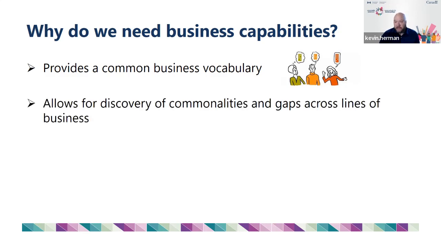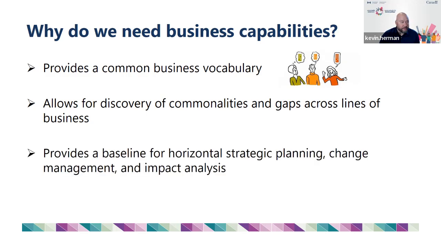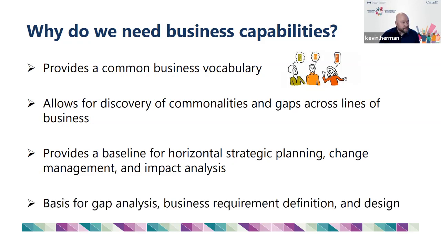It also allows for discovery of commonalities and gaps across those lines of business. So again, we have a common vocabulary, but now we can also use that to map to say, okay, this is where we want to be. This is where we are. This is how we're performing, and map that against the capabilities so that we can use that to talk to each other about where we want to be. And it also provides a baseline for horizontal strategic planning, change management, impact analysis, again, giving that common reference for us to use for doing that sort of work.